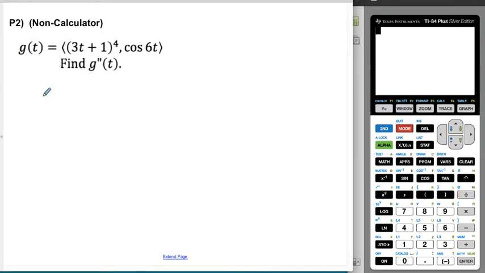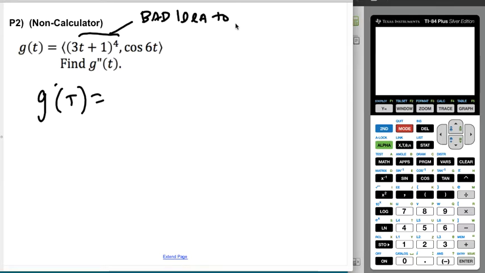Same thing, you're going to go ahead and do that with g. We're finding g double prime. So g prime of t is going to use, now you could FOIL this out, but it's a bad idea. This is a bad idea to FOIL slash distribute. You should just use the chain rule. This would be a really big thing to expand, and it's much easier with just using the chain rule.